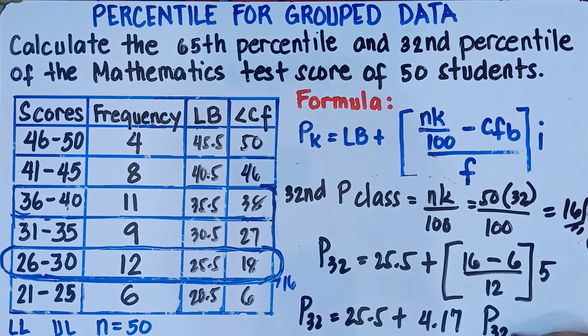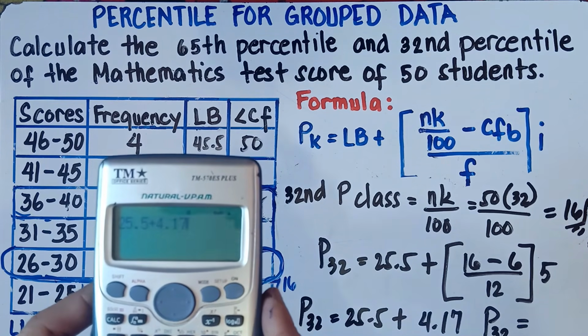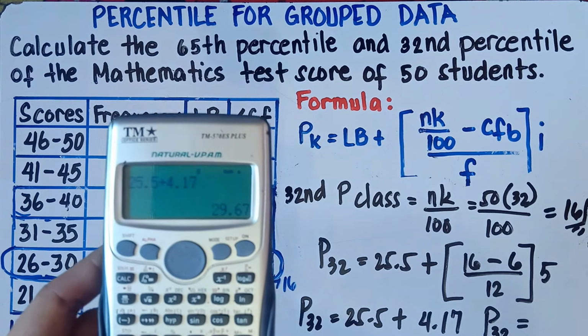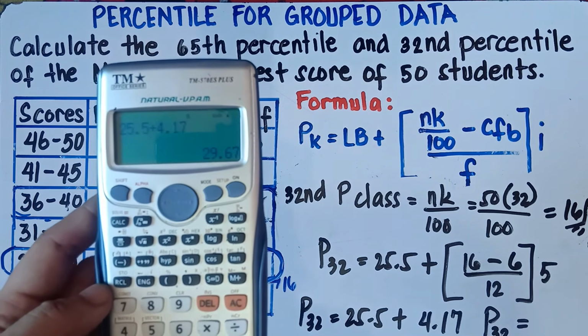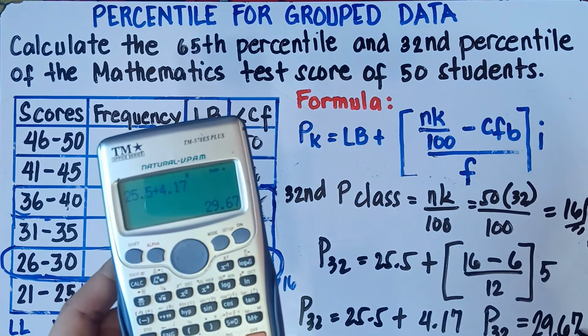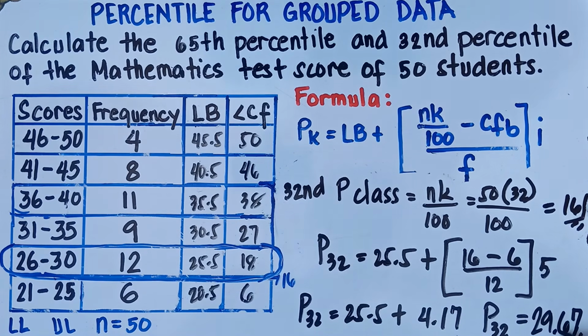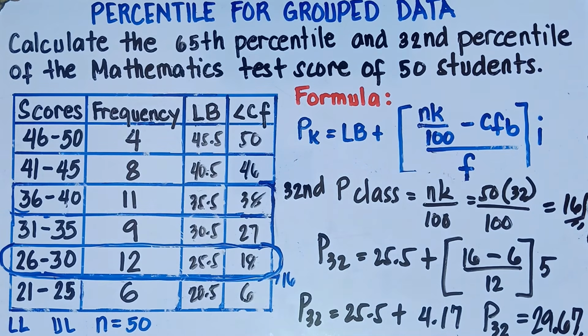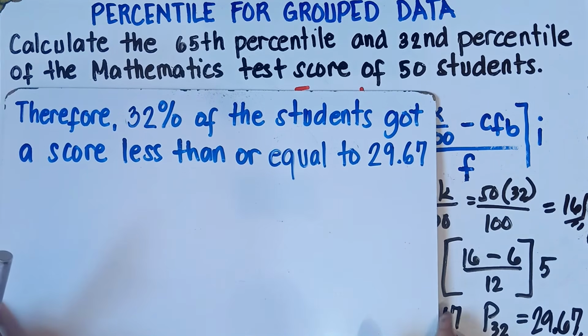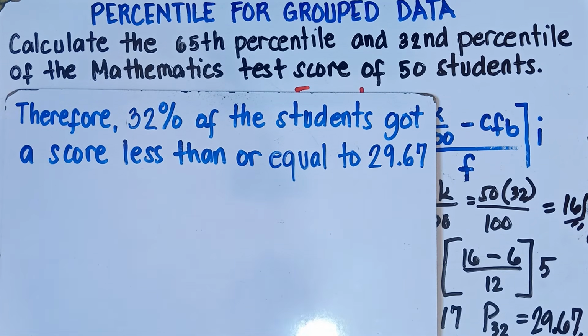And for the 32nd percentile, just add 25.5 plus 4.17 equals, you press SD, so this will be 29.67. That's it, class. All set for the 32nd percentile. Therefore, our conclusion, we can say 32% of the students got a score less than or equal to 29.67. That's it, class. All set for this one.